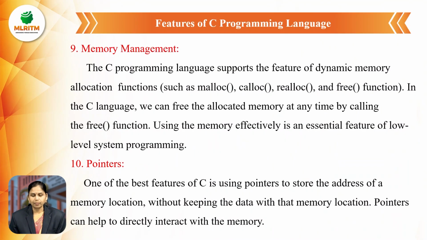Next, the ninth one, memory management. The C language supports memory management. In C language, there are 4 types of memory management functions: calloc, malloc, realloc, and free. So here, by using these 3 functions, calloc, malloc, and realloc, we can allocate memory to the variables at runtime. By using the free function, we can free the memory which is created by these 3 functions.